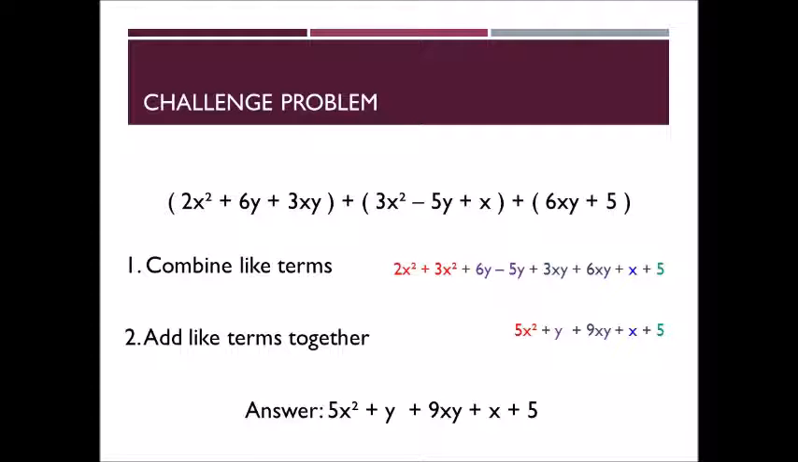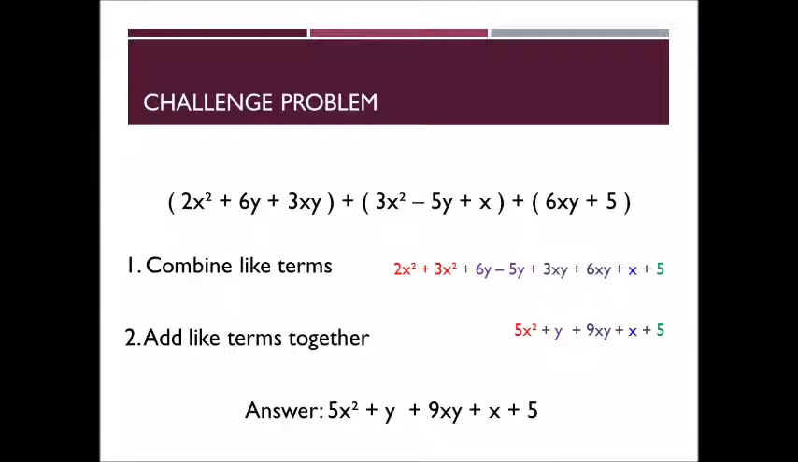Okay, let's see how you did. We first combine like terms. 2x squared and 3x squared go together. 6y and minus 5y. 3xy is paired with 6xy. x is by itself and 5 is by itself.